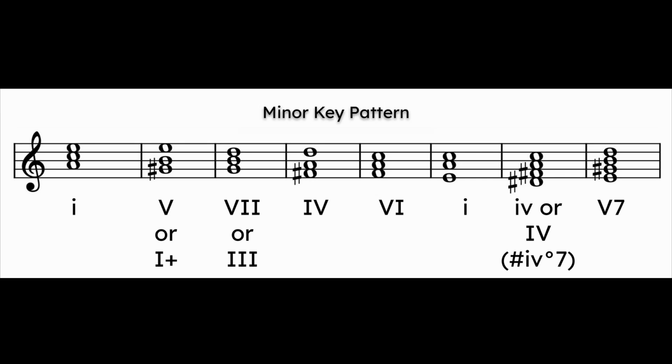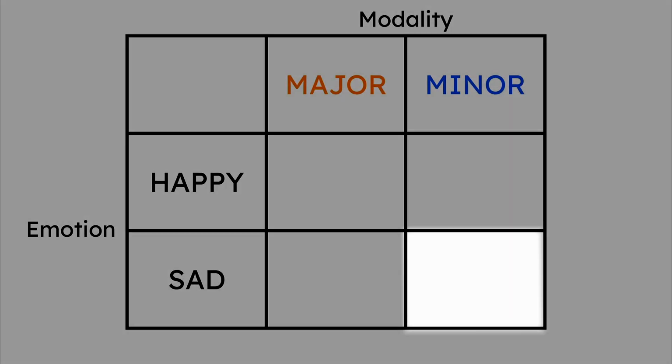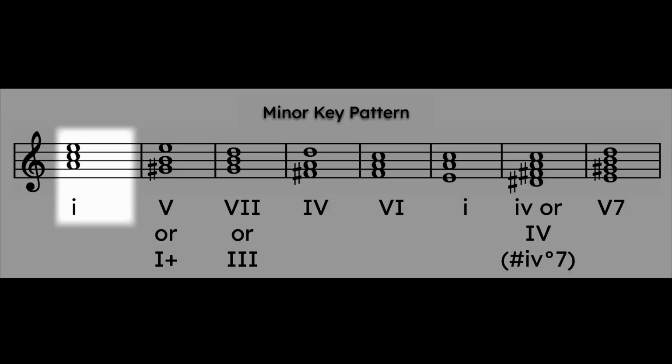The version in the minor key isn't necessarily nostalgic, as it falls more into this part of the modality and emotion table than the part we've been talking about. But anyways, the progression is as follows. Minor 1, major 5 or augmented chord of raised 7th, major natural 7th or major 3, major 4, major 6, minor 1, minor or major 4, and major 5.